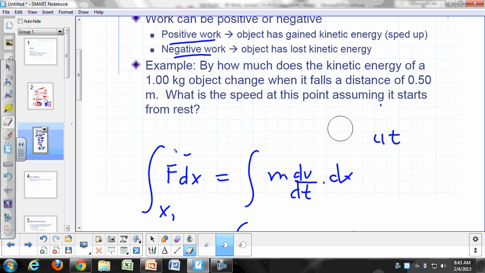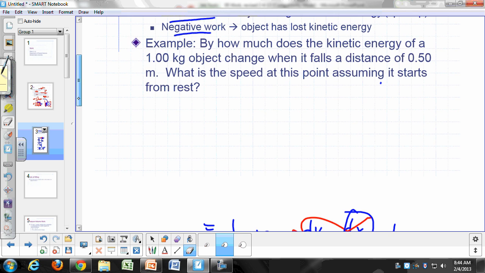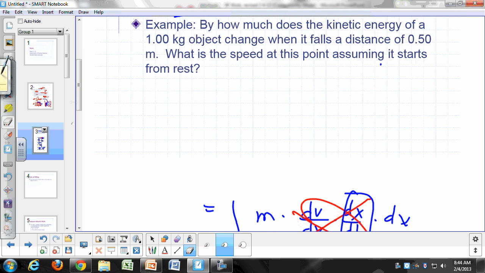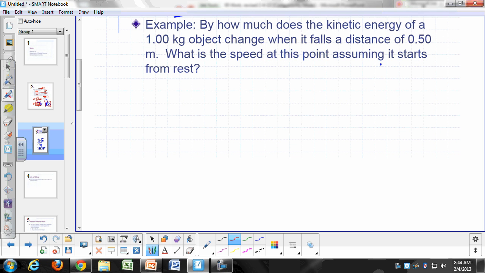So let's do an example here. How much does the kinetic energy of a 1 kilogram object change if it falls a distance of half a meter? And what's the speed at this point, assuming it starts from rest? How would we solve that problem? Okay, so you have an object of 1 kilogram that falls a distance of half a meter.